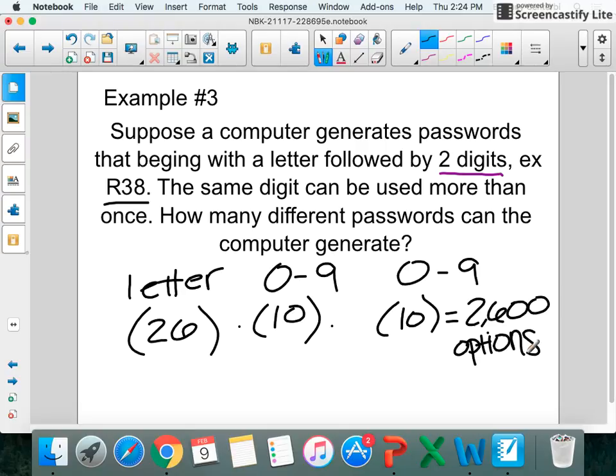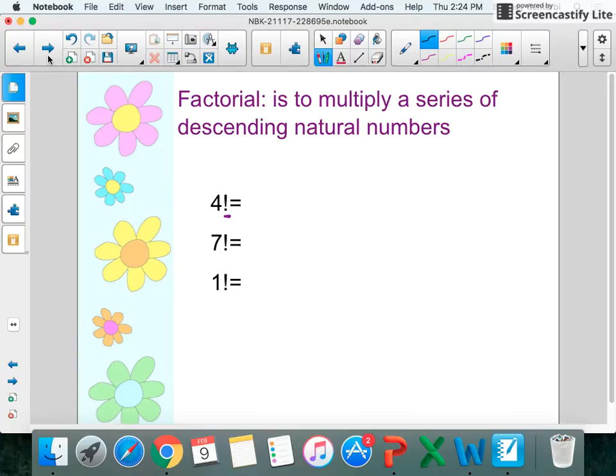So again, you would have 2,600 options, and if you were doing a tree diagram, this would take you a very long time. Next we have a factorial, and that is multiplying a series of descending natural numbers.